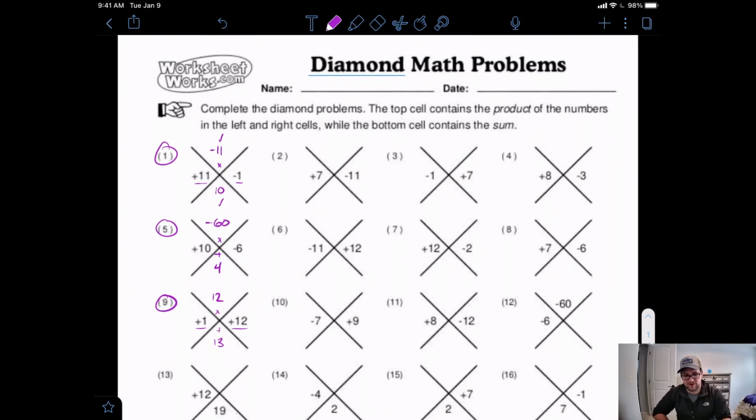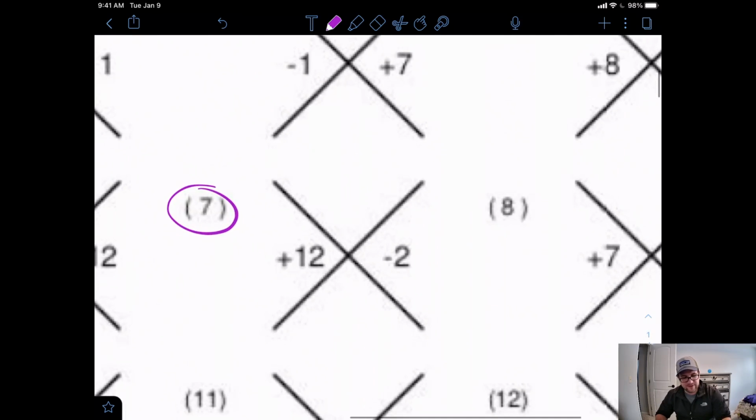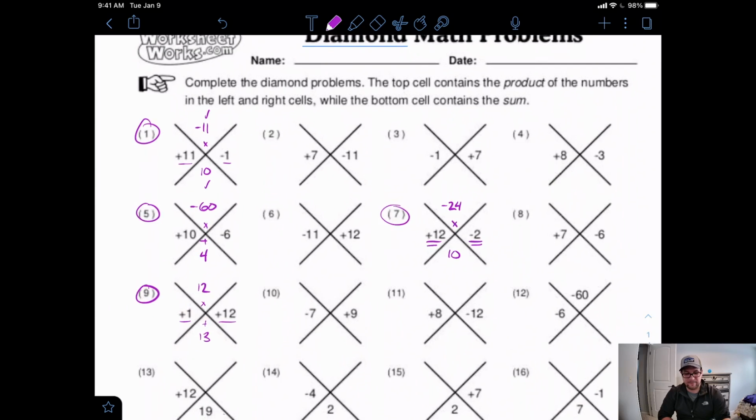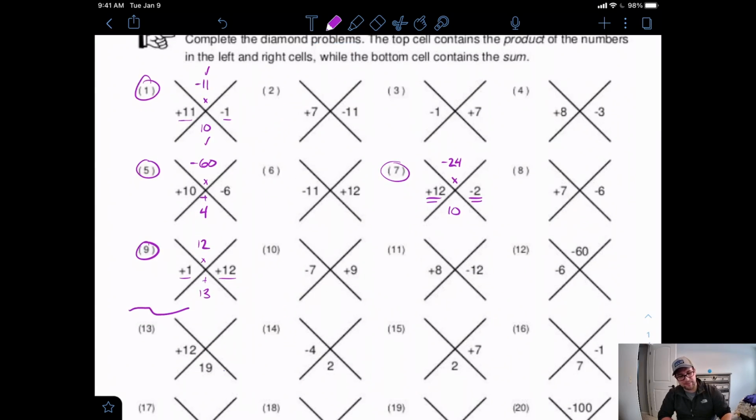Let's do another one. Let's do number 7 right now while we're here. So in number 7, if I take 12 times -2, I would get -24 up top. And then on the bottom, if I take 12 and I take away 2, I would get a +10. That's all I'm doing, is I'm looking for those side numbers. Now, most of these problems that I've shown you so far are the easiest kind of problems that we have to give you. But there are some harder ones.